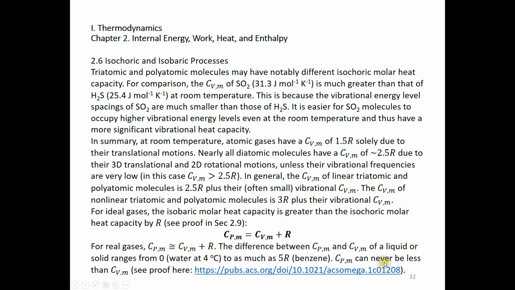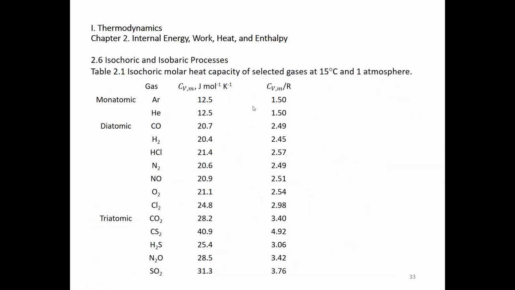So I wrote a paper on this and published it in ACS Omega, and you can click this website to see the proof. And also you can just search for my papers. For example, "Can CPM be less than CVM?" And you probably will find this paper.